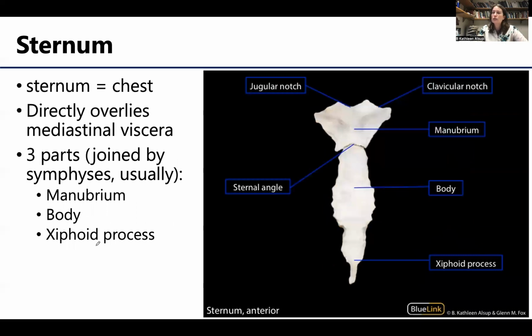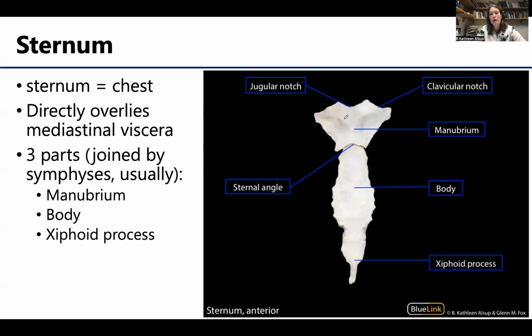So let's talk, we'll start with the most anterior bone, and this is the sternum. It's going to be more in the midline. It's going to directly overlie much of that mediastinal viscera. And there are three parts. These are generally joined by symphyses, even though the literature goes back and forth in terms of some of that. And many times the symphysis will turn into a synostosis or a bony joint in older individuals.